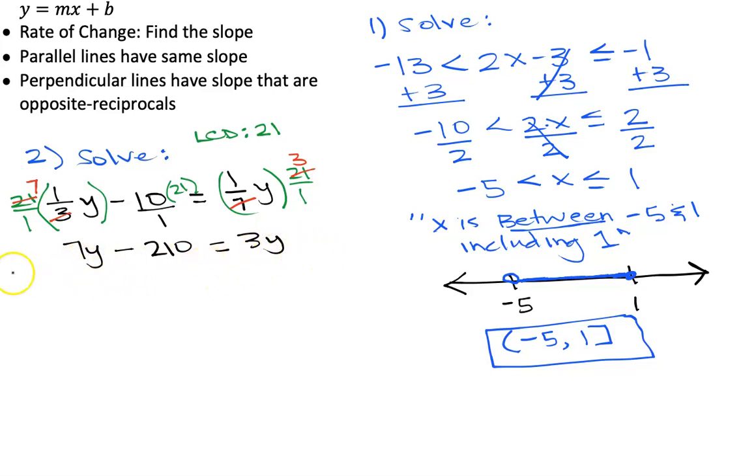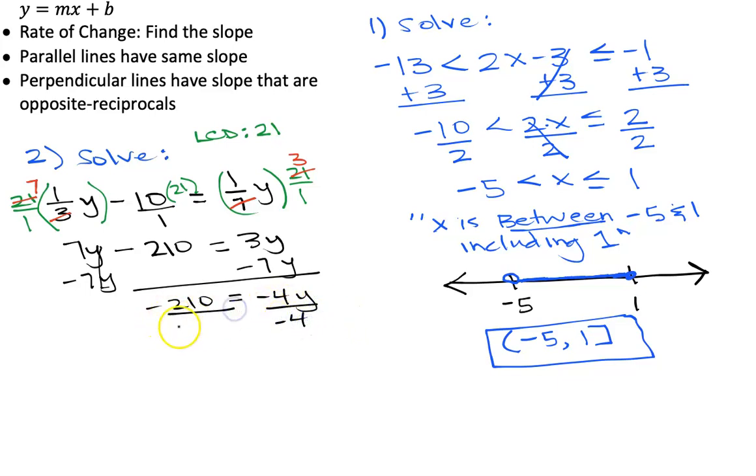So let's get all of the y's on one side so we can solve it. So I'm going to choose to subtract 7y over. So that's going to give me negative 210 equals negative 4y. And then I just need to divide by negative 4. And if it doesn't tell you to leave your answer as a fraction or a decimal, usually it doesn't matter to me which way you leave your answer.